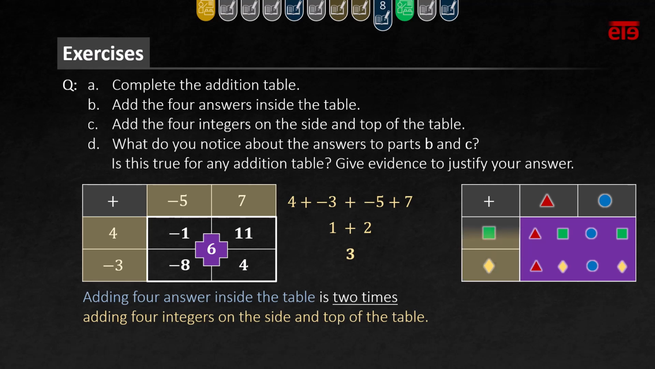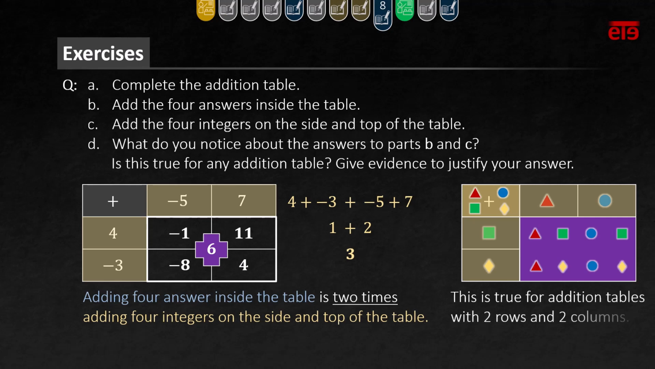Now we will add the integers on the side of the table. It is square and rhombus. When we add integers on the top of the table, we will have 1 copy of each shape. So we can conclude that the statement is true for an addition table with 2 rows and 2 columns.